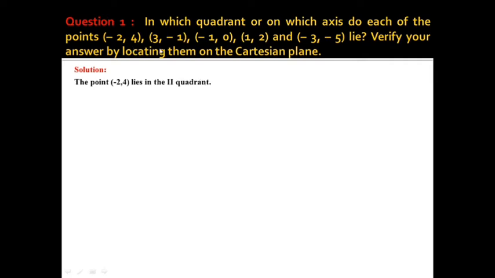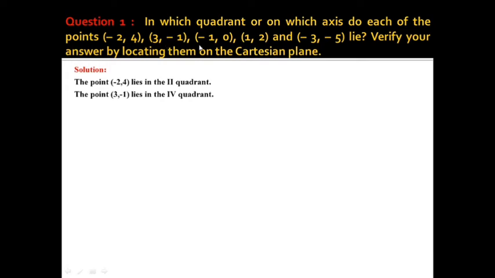Then the next is given 3 comma minus 1. So here 3 is x and minus 1 is y. So here x is positive and y is negative. It means they lie in the fourth quadrant. So the point 3 comma minus 1 lies in the fourth quadrant.